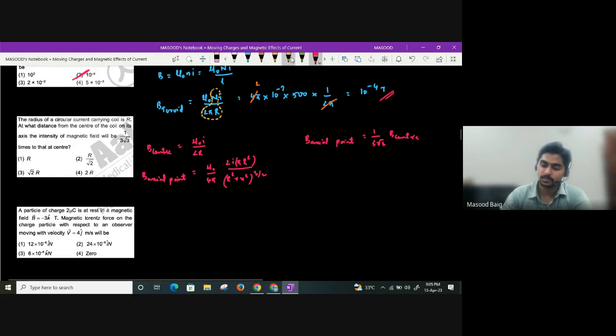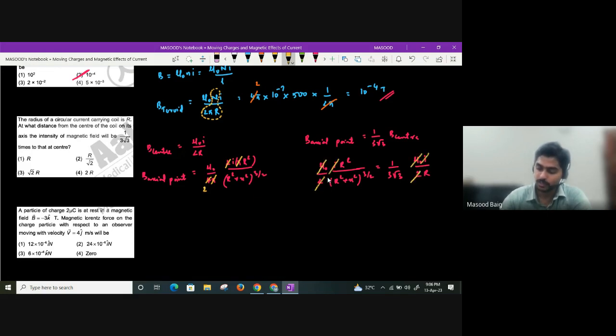So what we can write here, very simple. I can cancel out pi and pi, 2 and you'll get 2 again. So what will I write for the magnetic field at the axial point? Mu naught by 2, I into r square divided by r square plus x square whole power 3 by 2. This will be equal to 1 by 3 root 3 times the magnetic field at the center, which is mu naught I divided by 2r. Is that clear? So what can we cancel from this? 2, 2 gone, mu naught also gone, I and I also gone.